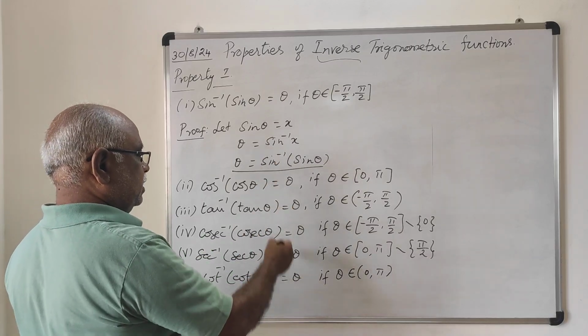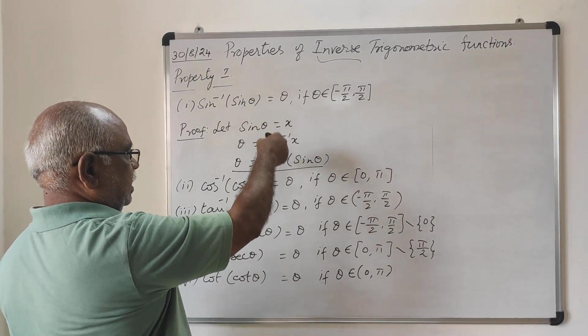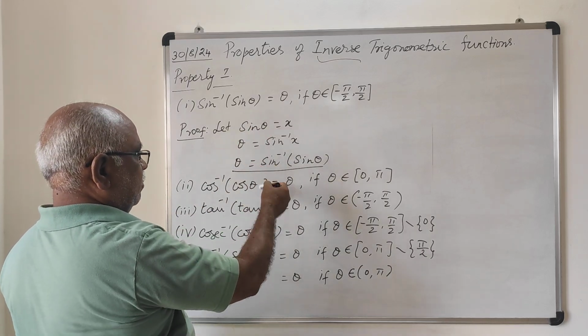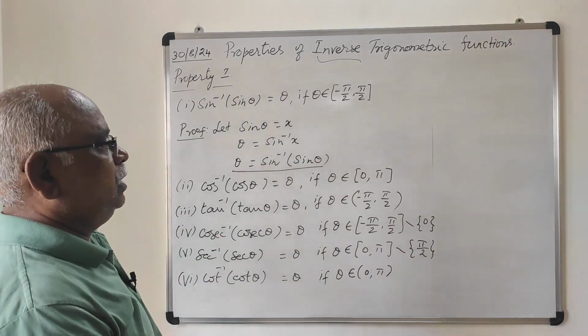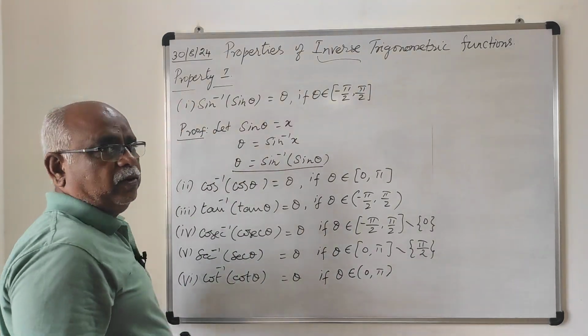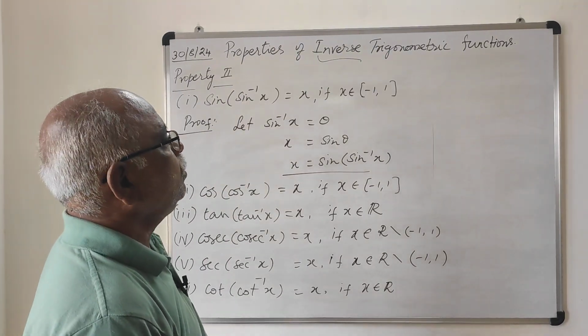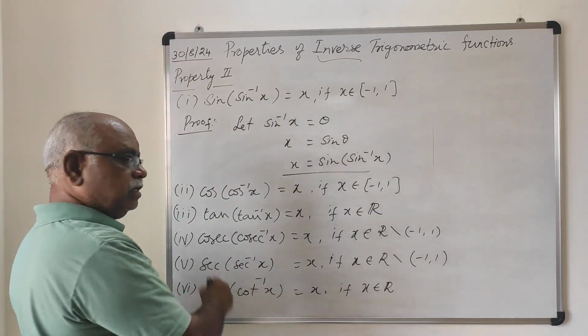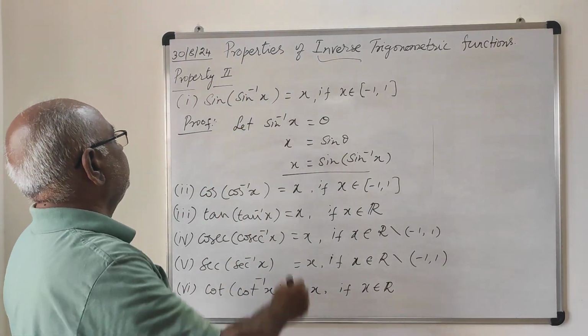See, the proof of these results is derived as in the case of sin inverse of sin theta equal to theta. Using these ideas, we can derive these results also. These 6 results come under property 1. Okay? Second property, this property also consists of 6 results.